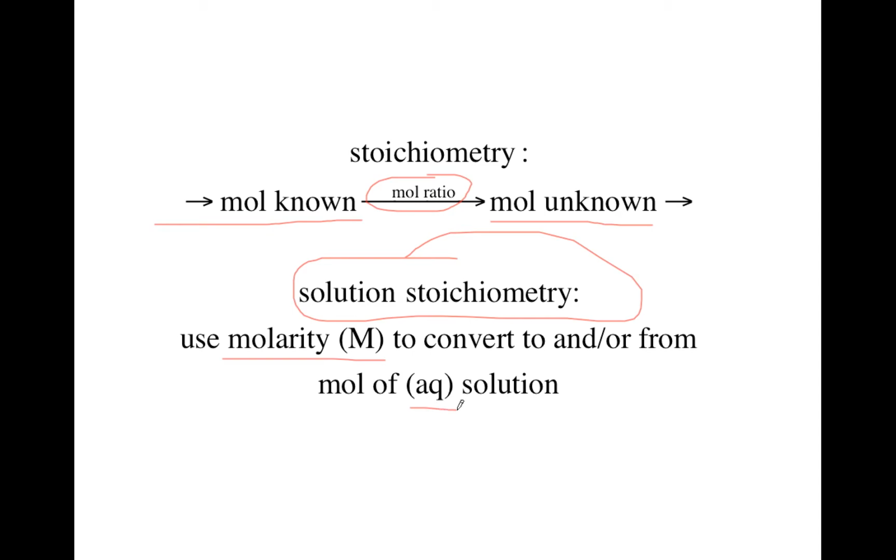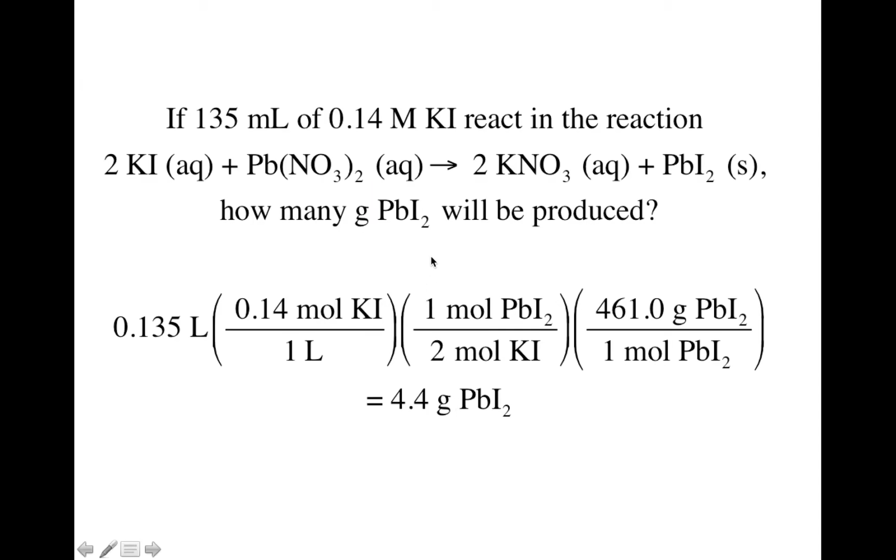So I'll give you a couple of examples. In this problem, they give you the volume and molarity of KI solution. So that's our known. And they're asking how many grams of PbI2 will be produced. So PbI2 would be our unknown. So we're going to use molarity and volume to get to moles of the known, which is KI.